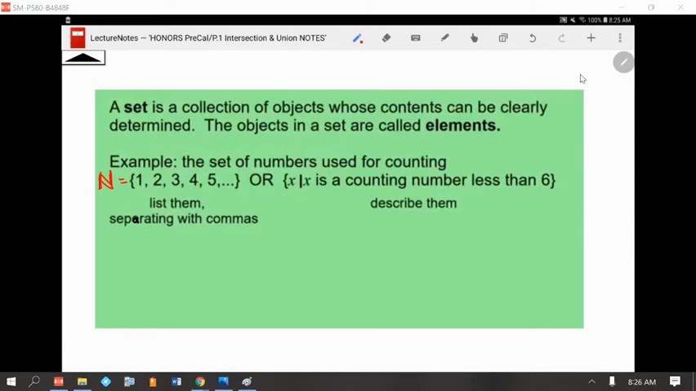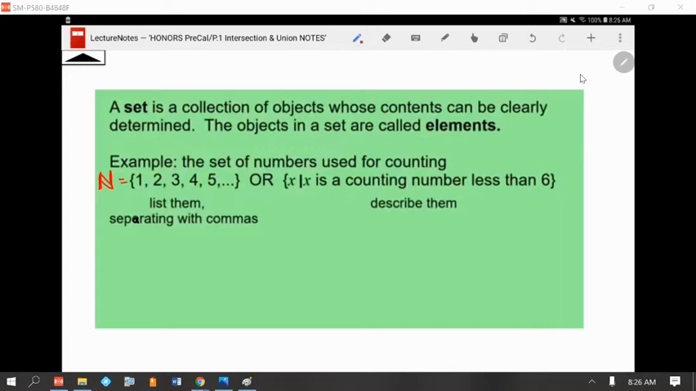So inside the braces, we can list the elements using a comma. The dot, dot, dot would indicate that it keeps going forever and ever and ever, okay? So this is literally the set of numbers 1, 2, 3, 4, 5, 6, 7, 8, on to forever. That's the set of natural numbers.